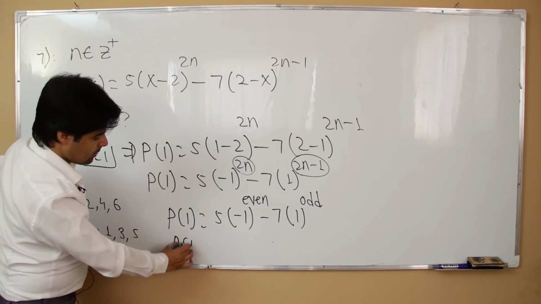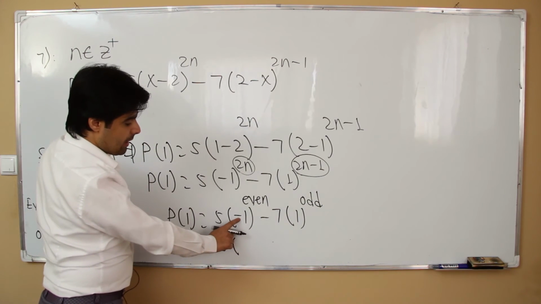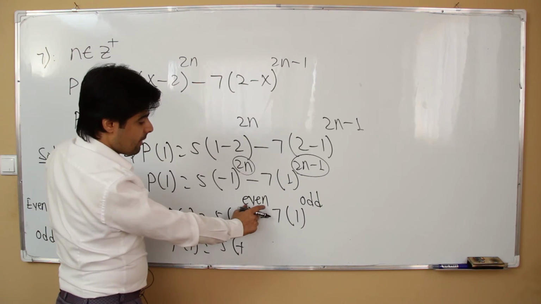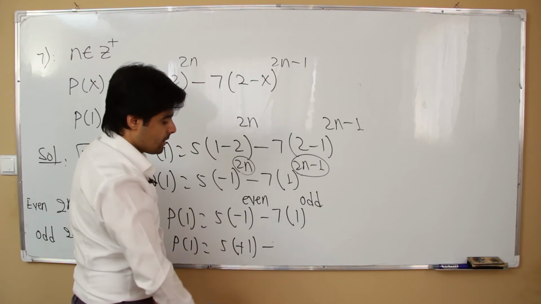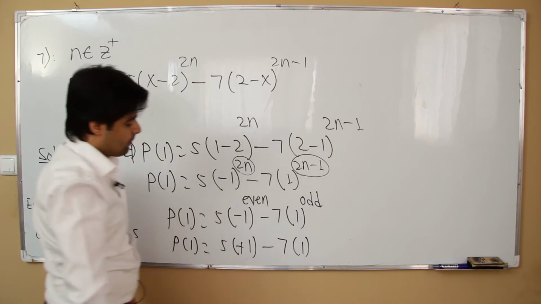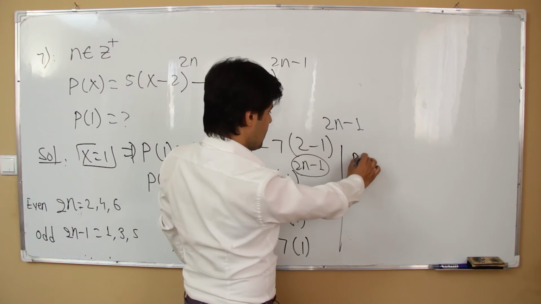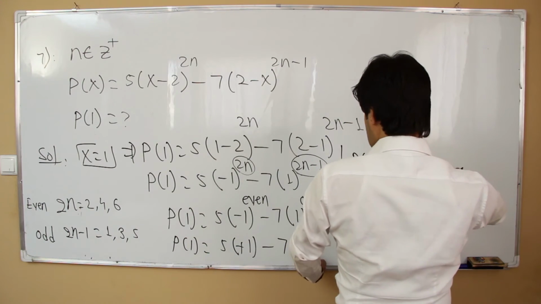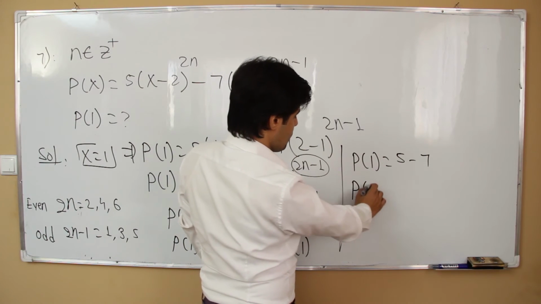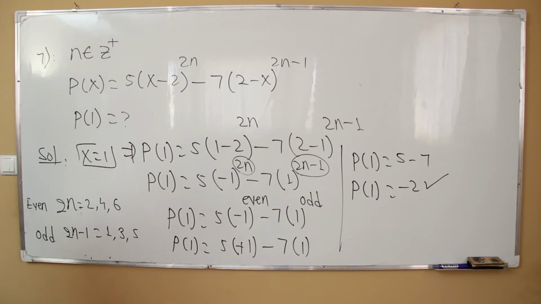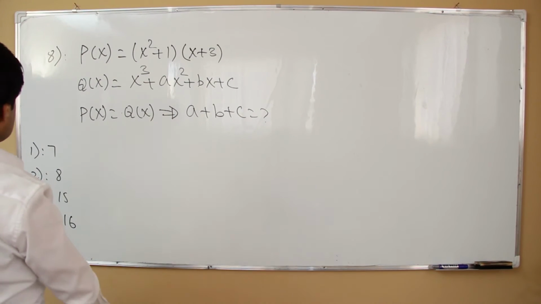Now P(1) is 5 times minus 1 raised to the power even, it's plus 1, and 1 to the power of every even number is 1. Minus 7 times 1 to the power odd number, it is 1. So P(1) is 5 times 1 it's 5, minus 7 times 1 it's 7. So P(1) is 5 minus 7, minus 2. Write it please.